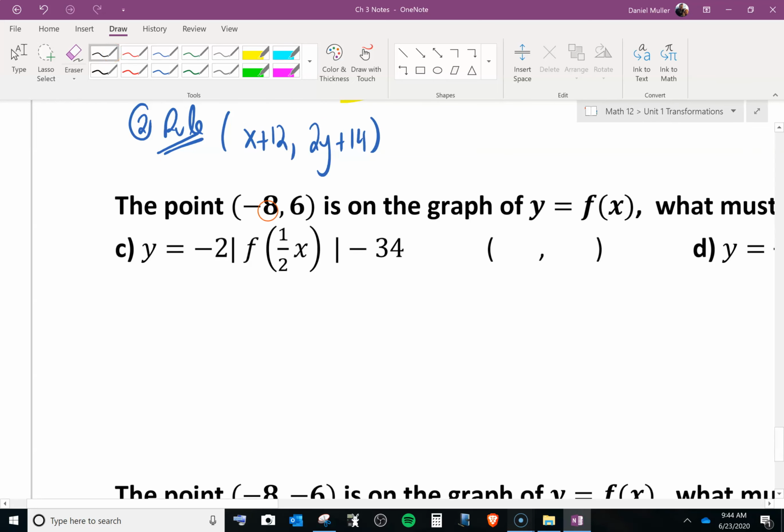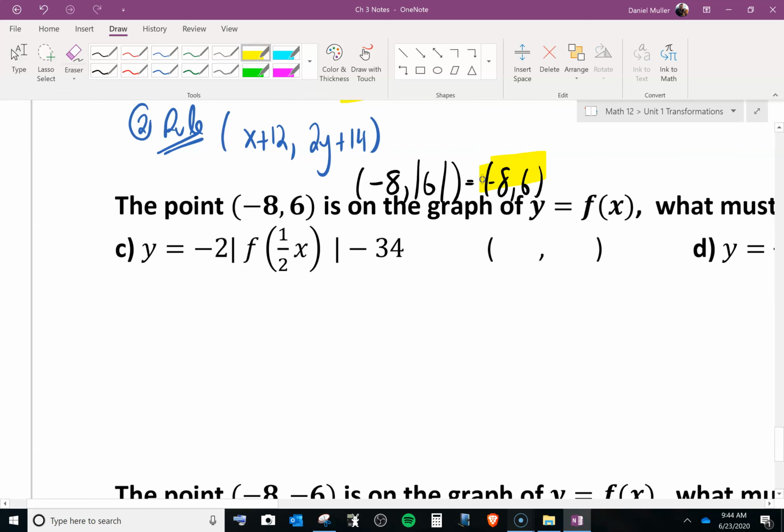So I got a new point. Okay, so I'm going to have to take the absolute value of this. So this is -8, and you only have to do the absolute value of the y, so the 6. The absolute value of 6 is just 6. So this is our new point, which is exactly the same as the old point.